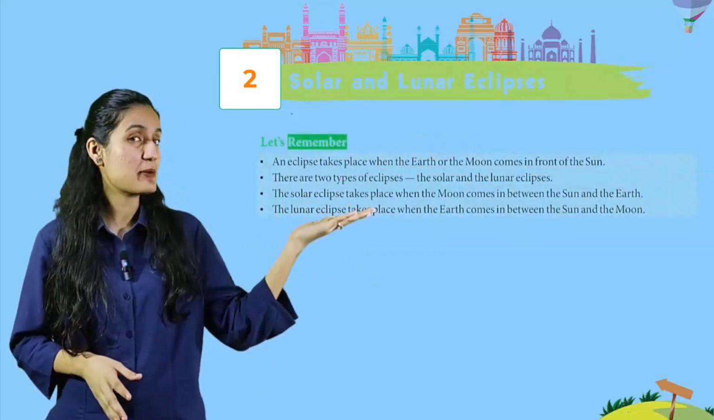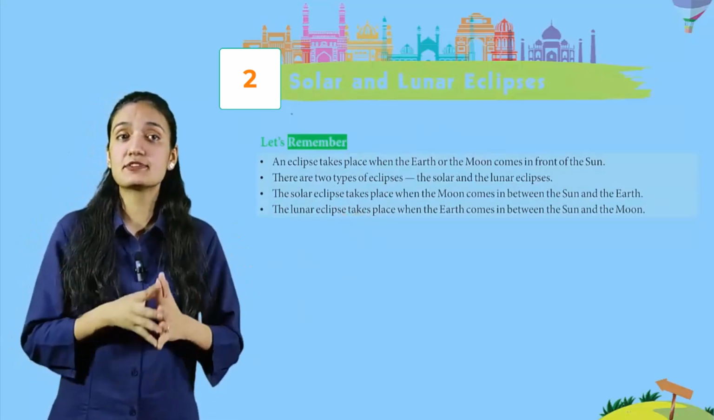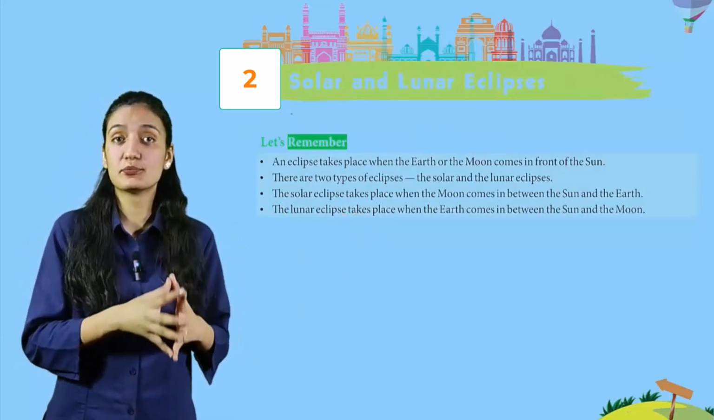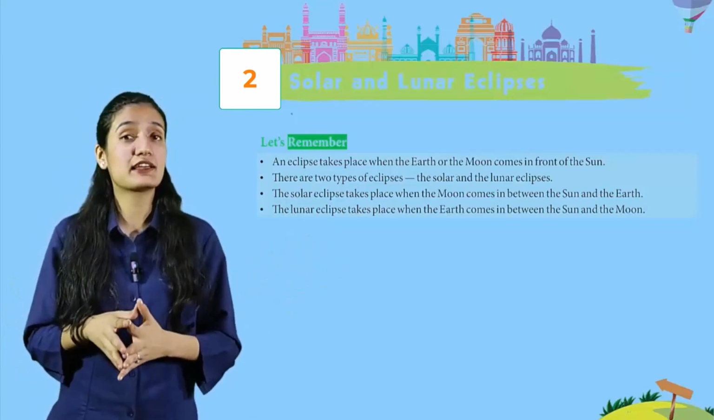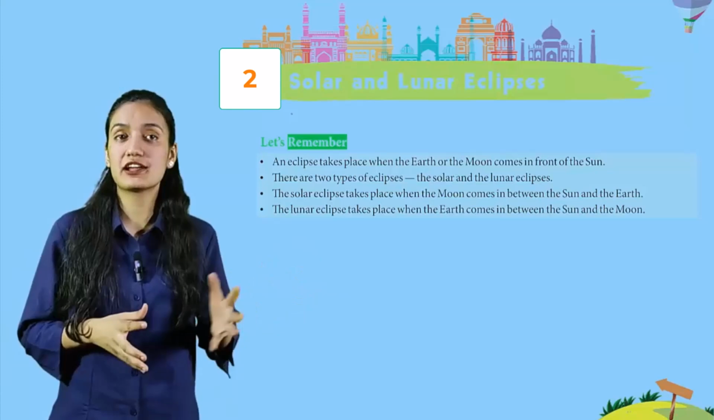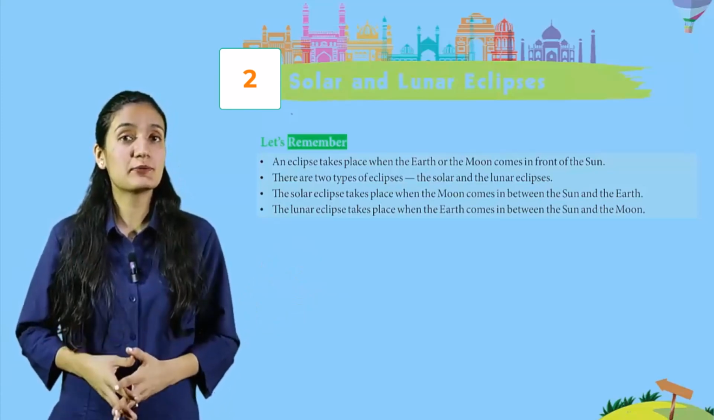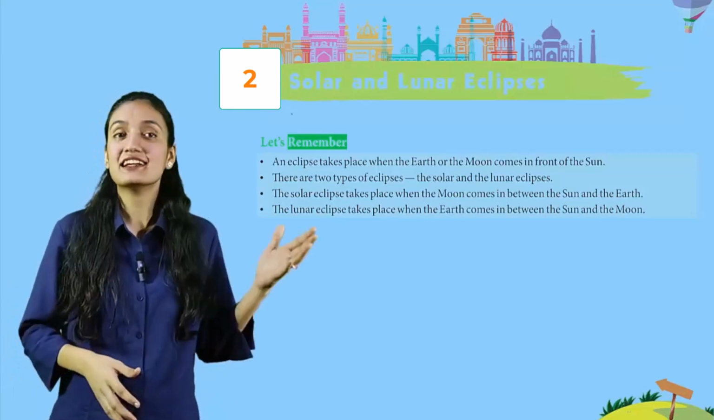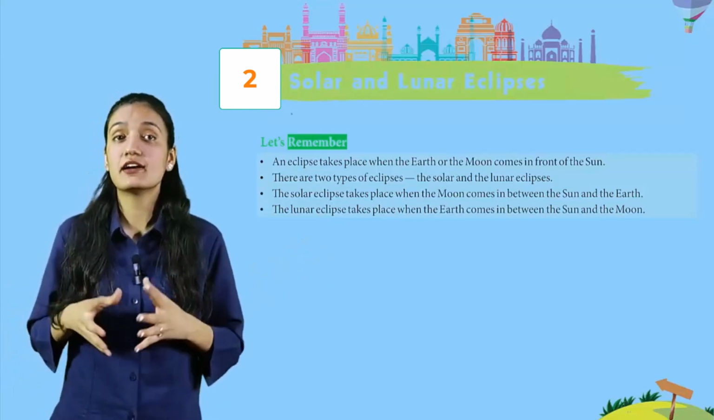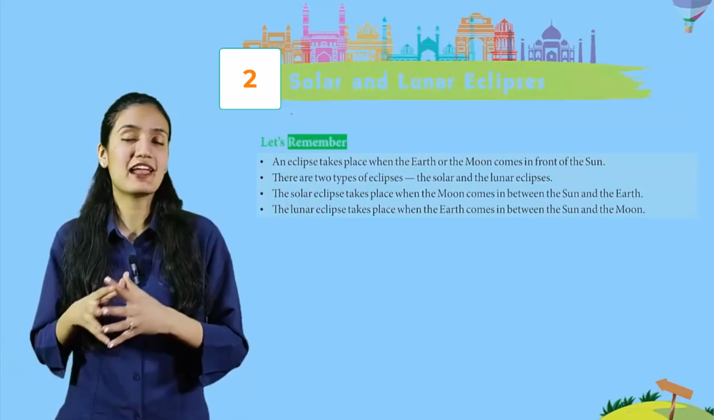Now class, let's remember, an eclipse takes place when the Earth or the moon comes in front of the sun. There are two types of eclipse, the solar and the lunar eclipse. The solar eclipse takes place when the moon comes in between the sun and the Earth. The lunar eclipse takes place when the Earth comes in between the sun and the moon.